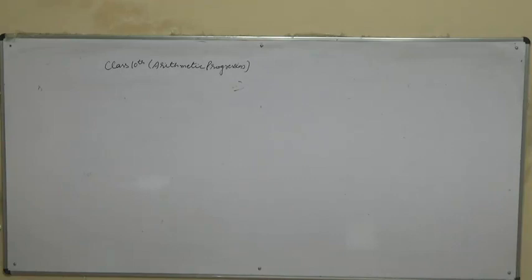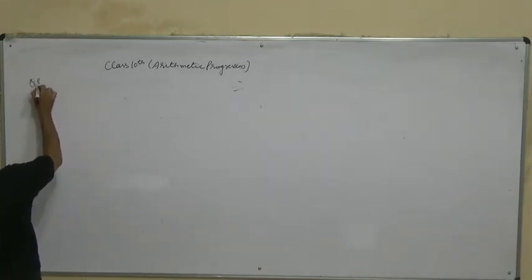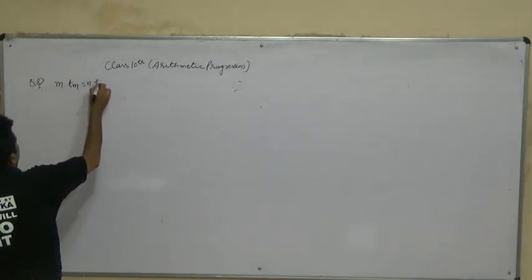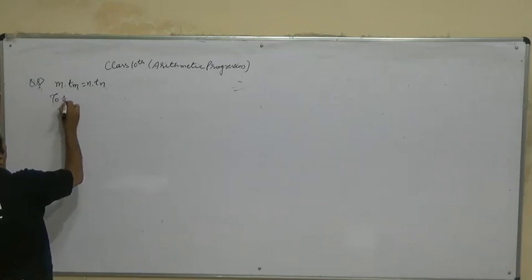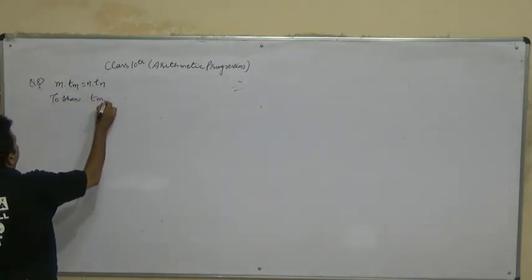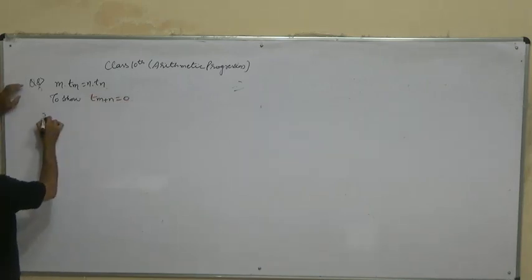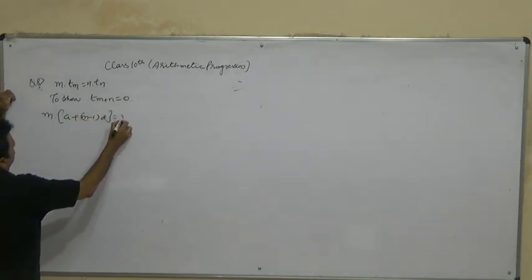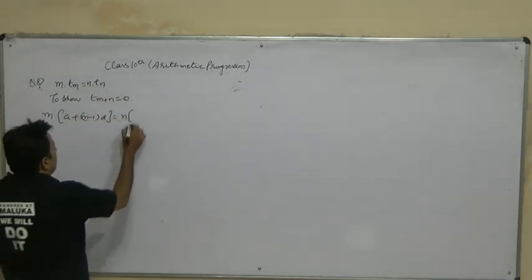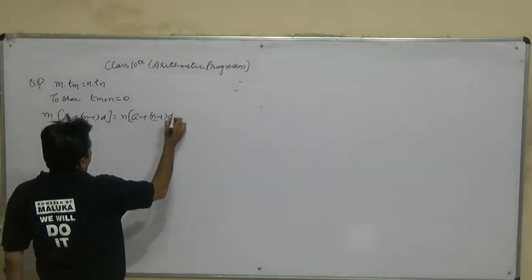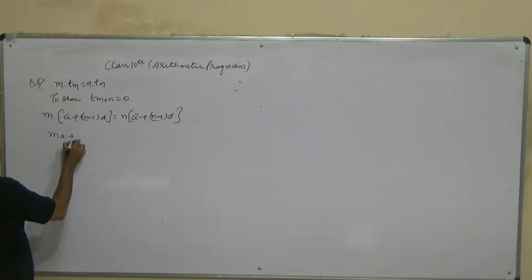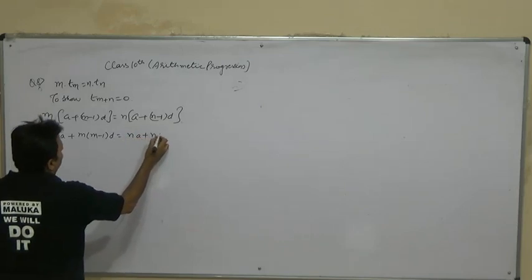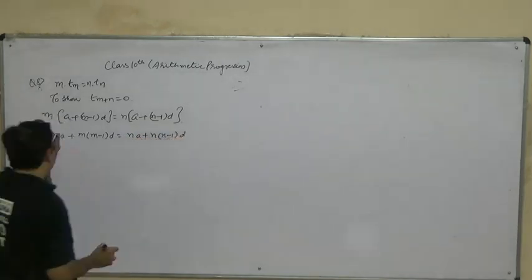So the 8th question is, as I have discussed, m times the mth term equals n times the nth term, to show the (m plus n)th term is equal to 0. So what we are given: m into a plus m minus 1 into d is equal to n into a plus n minus 1 into d. So this is m into a plus m into m minus 1 into d, n into a plus n into n minus 1 into d.